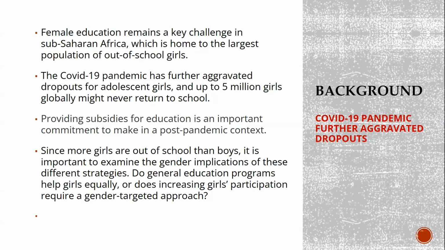But we are also told that providing subsidies for education is an important commitment to make in a post-pandemic context. So the case studies we're going to be doing will show you how in some countries and in some areas, these subsidies have actually been provided. But what's also important to note is that since more girls are out of school than boys, it is important to examine the gender implications of these different strategies. Remember, in session 2, we spoke about gender responsive and gender transformative approaches. So the first thing we are already told is that, yes, we have a problem of enrollment, but it's also a gendered problem. Next slide.